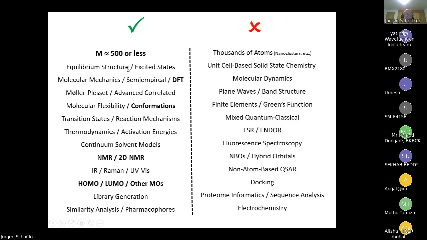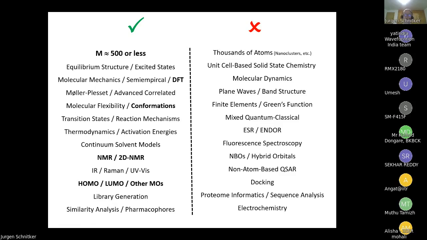Equilibrium structure, excited states, we will look at that in the program. Molecular mechanics, Miller-Plesset. So this is obviously modern quantum chemistry. All this can be done. What Spartan won't do is true solid-state chemistry where you work with unit cells.